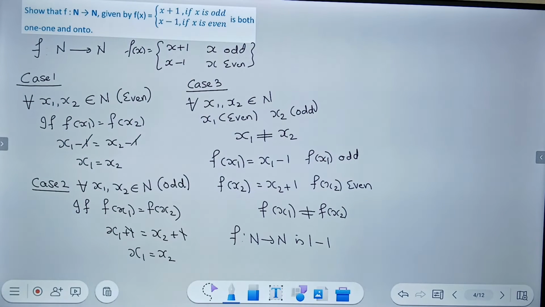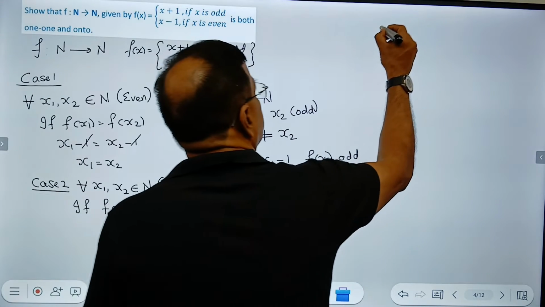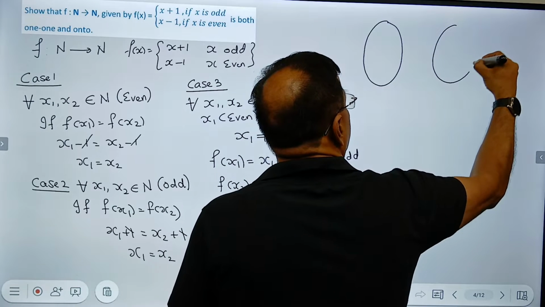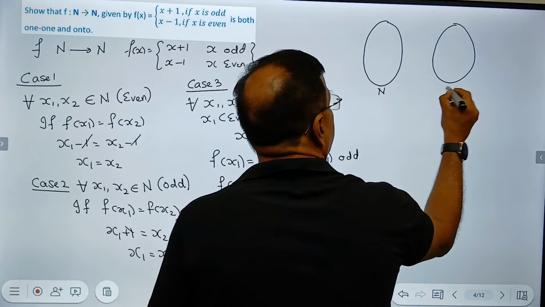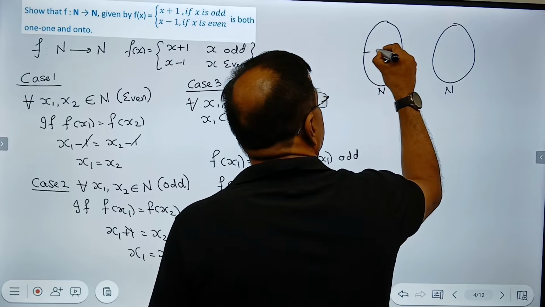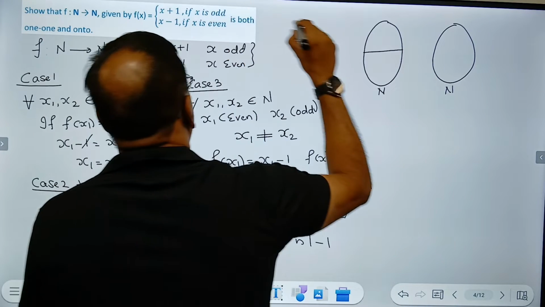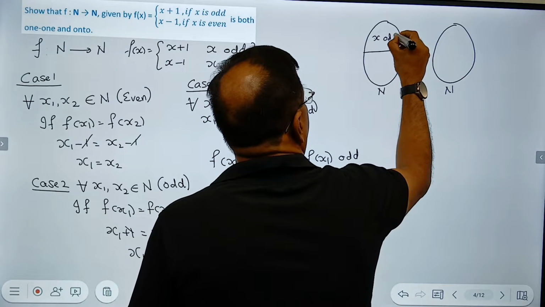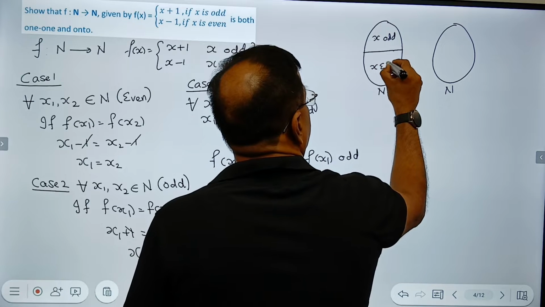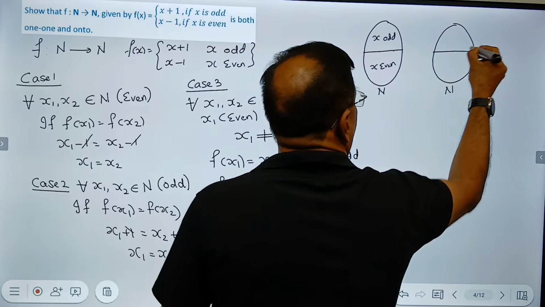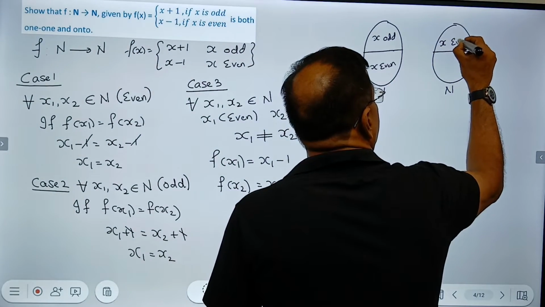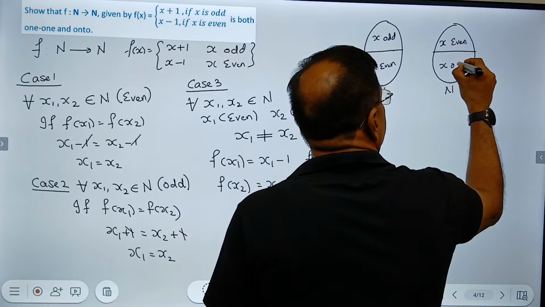Okay. Now let us look at whether it is onto or not. For onto, let's draw a simple diagram. Let me take natural numbers on both sides. I divide the natural numbers into even numbers and odd numbers. So here x is odd, and here x is even. Once again, this codomain of natural numbers can be divided into x is even and x is odd.